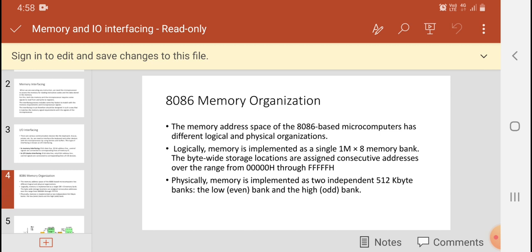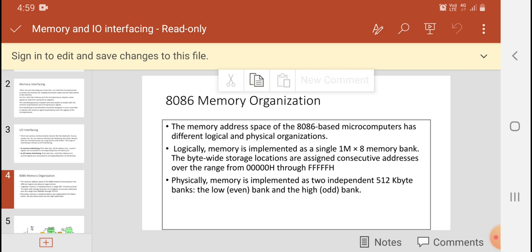When I come to memory organization, we know that 8086 has 1 megabyte of memory, that is 2 power 20 address lines, which gives me 1 MB. But that 1 MB cannot be accessed by the 16 address lines which are physically available. So what we do is, memory is divided into two independent 512 kilobyte banks, called the lower bank and the higher bank. The lower bank is also called the even bank, and the higher bank is also called the odd bank.